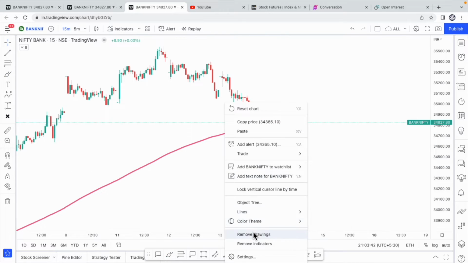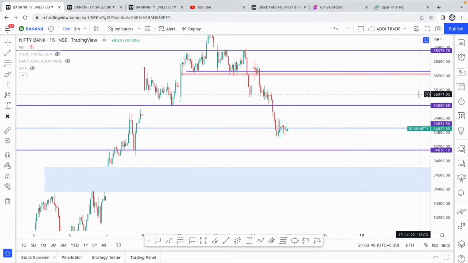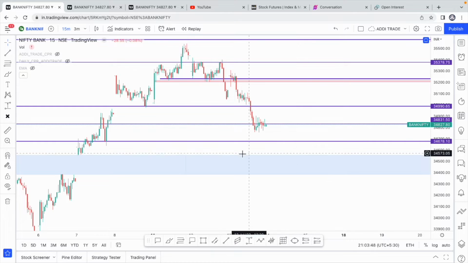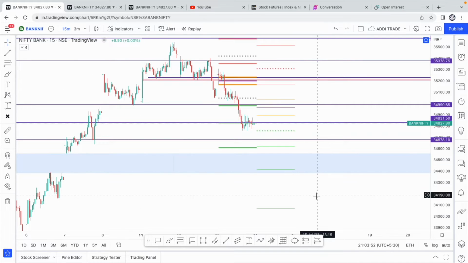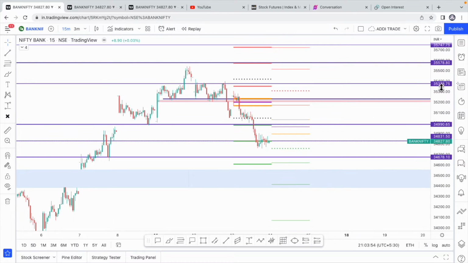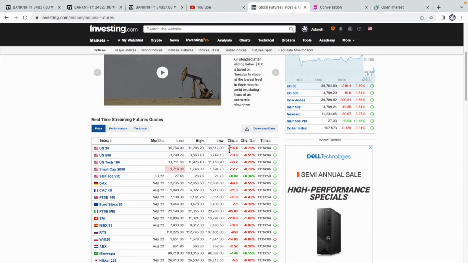Now, what are the levels that we can look for on the downside if we continue on the downside? On this chart, I'm going to add the CPR for the explanation's sake. See, these green lines are the S1, S2, S3, the red lines are R1, R2, and the yellow and purple are the CPR lines.